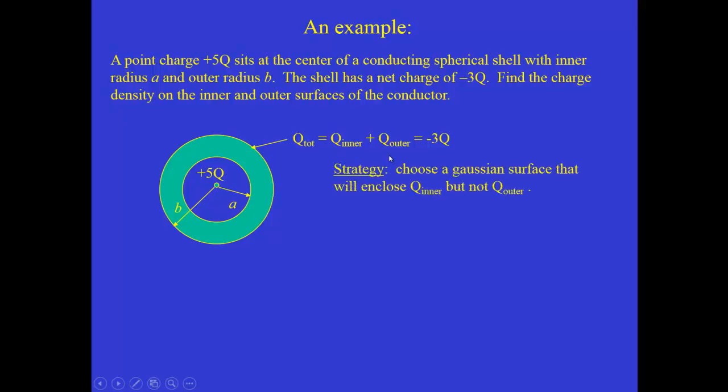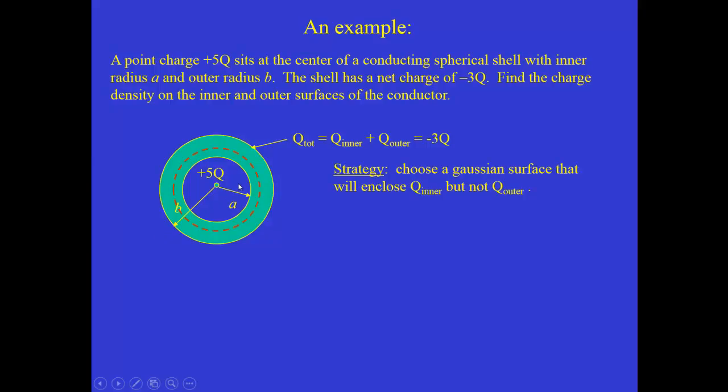So the strategy in using Gauss's law to solve a problem like this is to choose a Gaussian surface that lies in a region where one of these charges will be inside of it, will be enclosed by it, but the other one will be outside of it. And that will allow us to apply Gauss's law and solve for one of those charges. And of course, if we can solve for either Q inner or Q outer, we can get the other one from this equation here that tells us the sum. And so once you see this strategy executed once or twice, it's pretty easy to follow it.